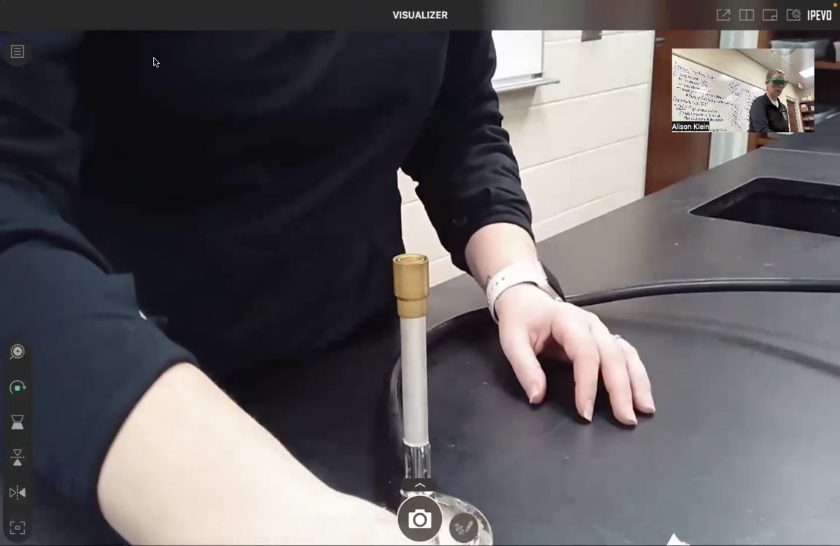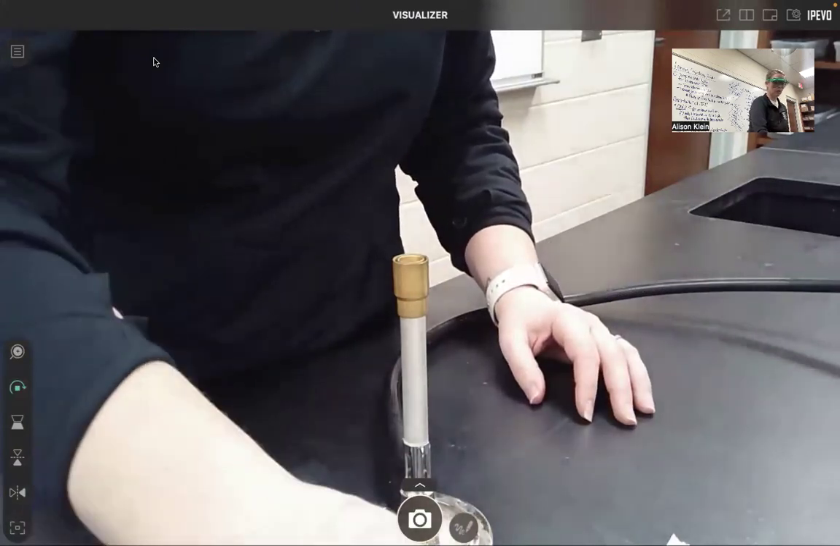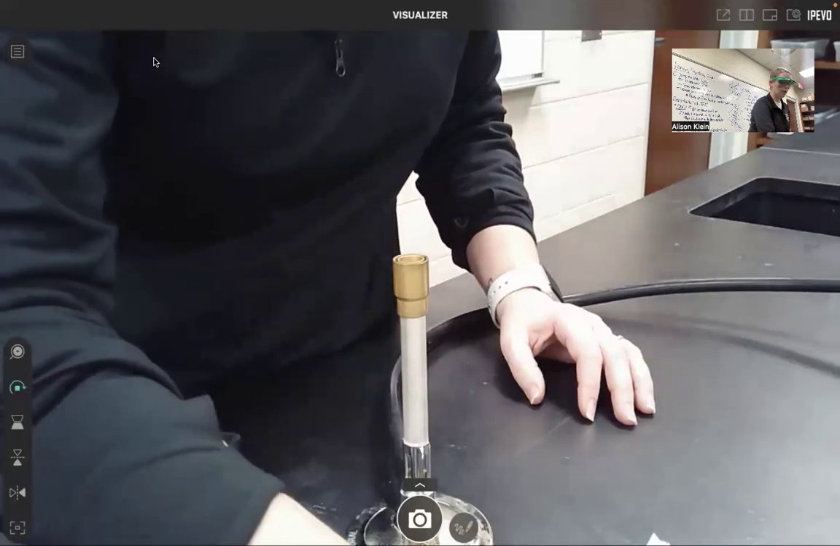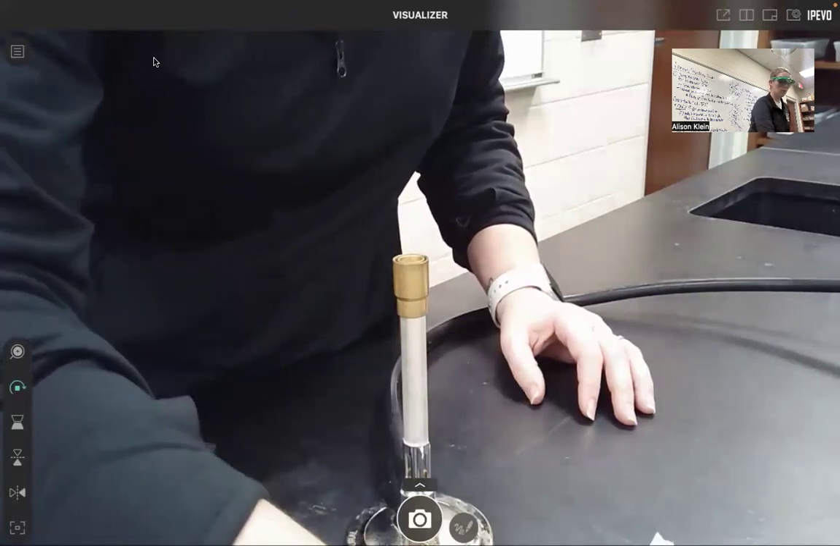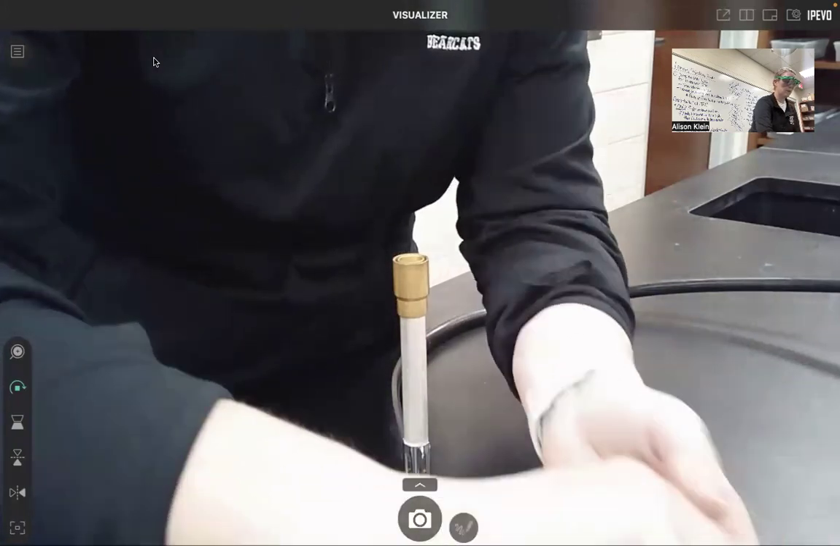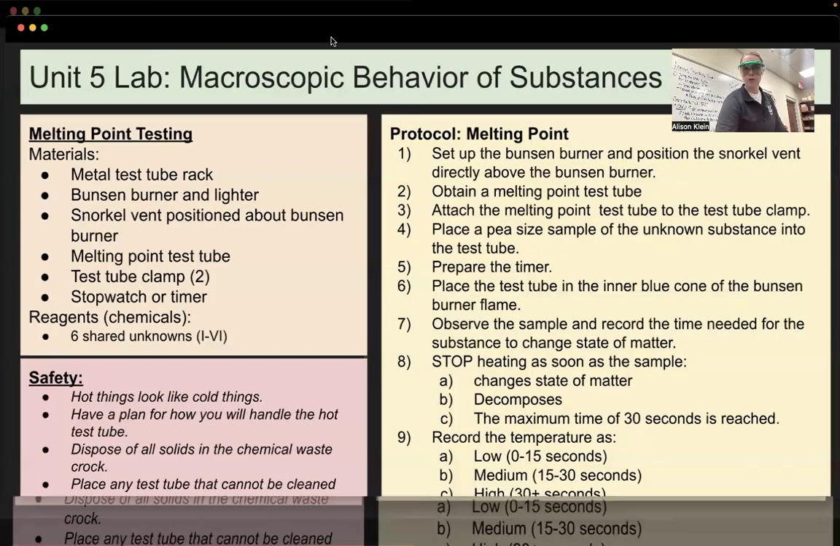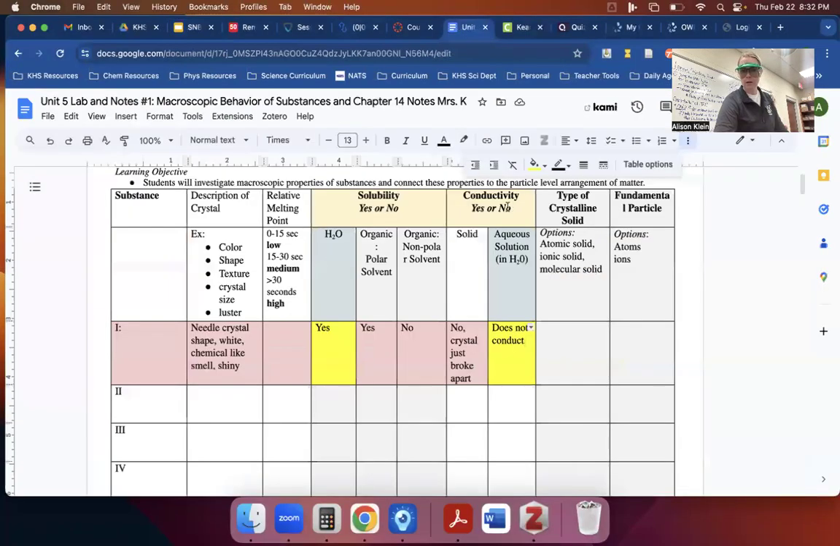I'm going to place the test tube into the test tube rack gently. I'm not going to let it drop. And then I'm going to record in my worksheet that we had a low melting point. Here we go. So over to my data table, into relative melting point, low, done.